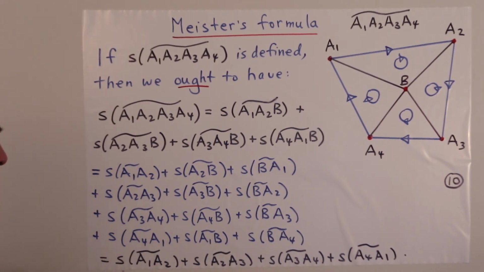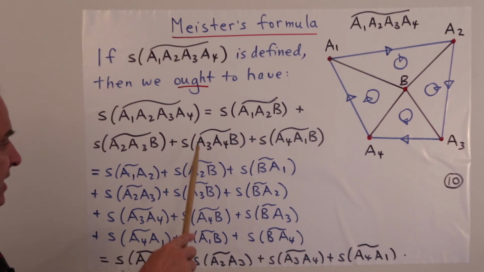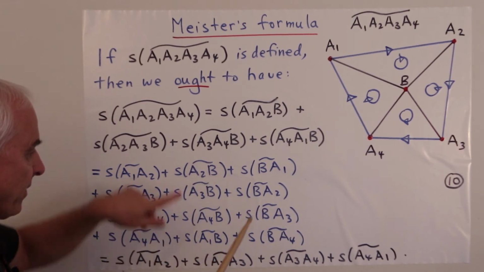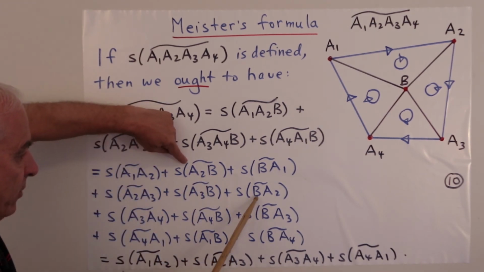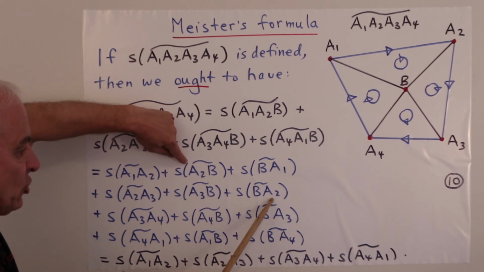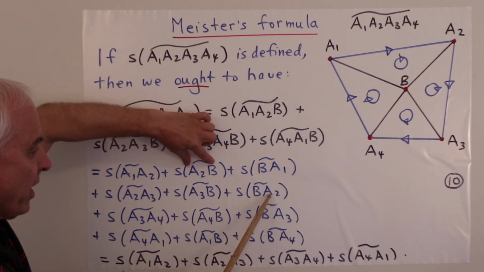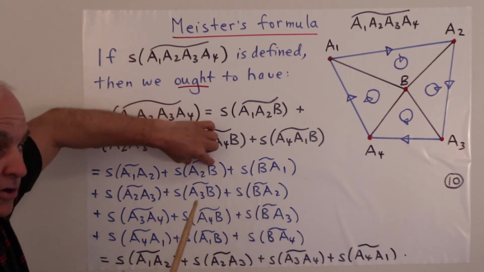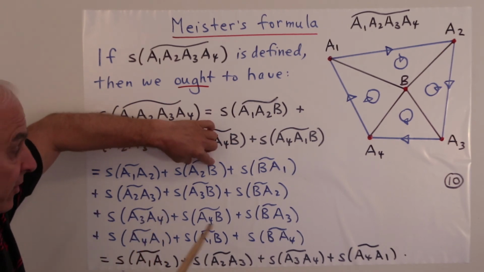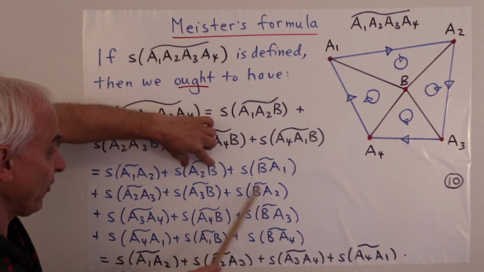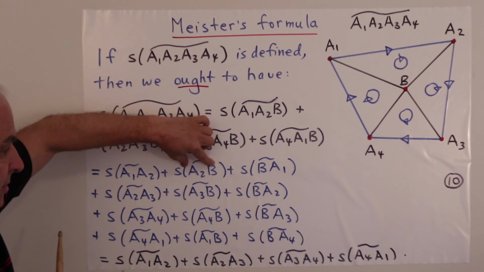There's going to be cancellation. So this S of A2 B, have a look at that one and this one. Here's an S of B A2. These oriented sides are exactly opposite, so they're going to have negative signed areas. The signed area of this plus the signed area of this is going to cancel.